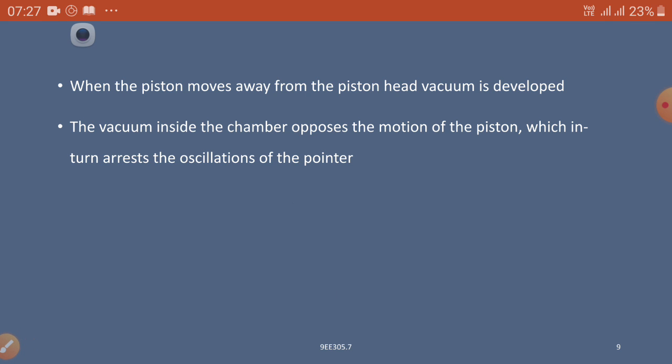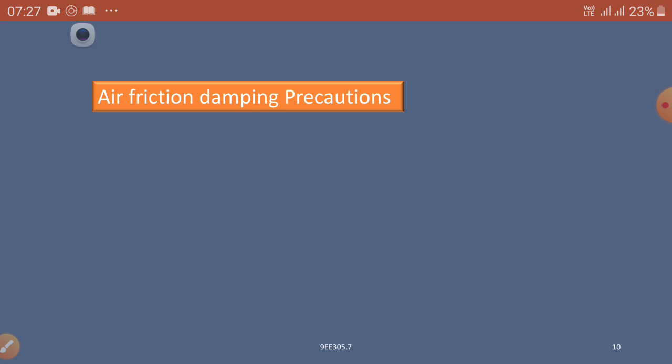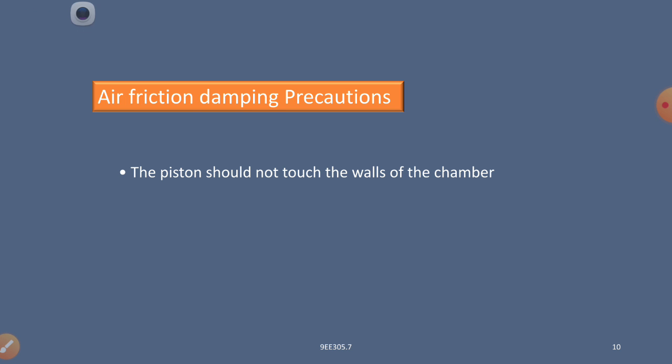This is known as air friction damping. The vacuum inside the chamber opposes the motion of the piston, which in turn arrests the oscillation of the pointer. Air friction damping precautions. What are the precautions to be taken while using this type of damping in our instrument? The piston should not touch the walls of the chamber. That is, if it touches, what will happen? Friction creates another opposing force. So it should slide freely in the chamber walls. Okay, this is one example.